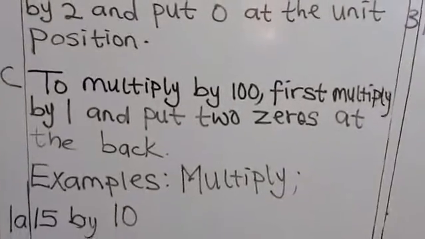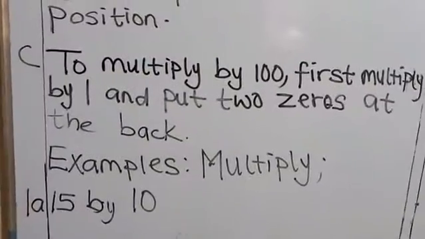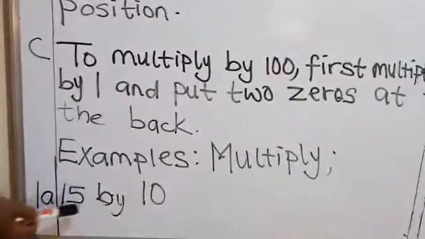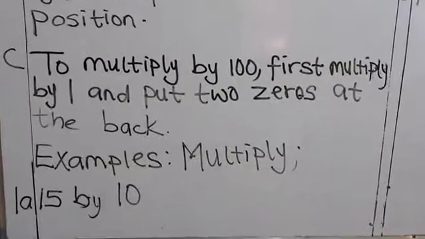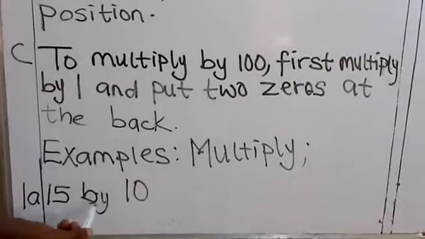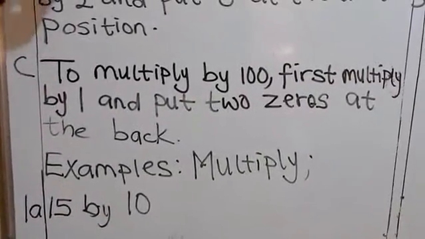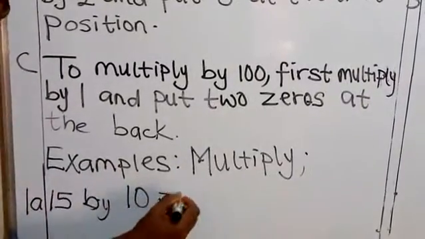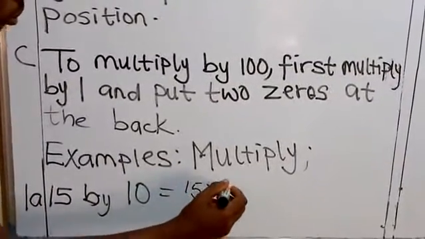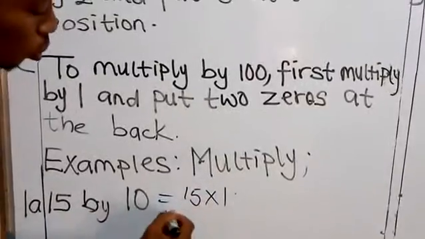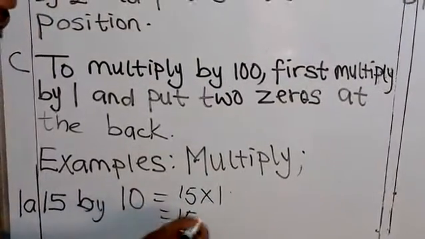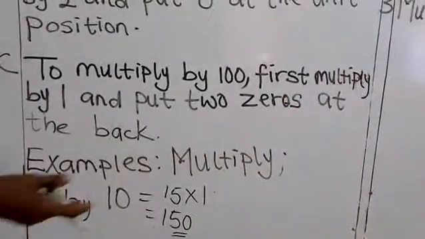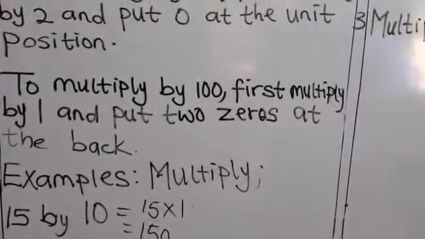Now let's get started with the examples. The first one is an explanation to this. We have 15 by 10. Multiply 15 by 10. So here we have 15 multiplied by 1 because the first note says we should multiply by 1 first. Then we'll put 0 at the unit position. So let's do it. 15 times 1 is equal to 15. Then we put the 0 at the back to give us 150 as our answer. So it's a very easy way to solve when you're multiplying by 10.